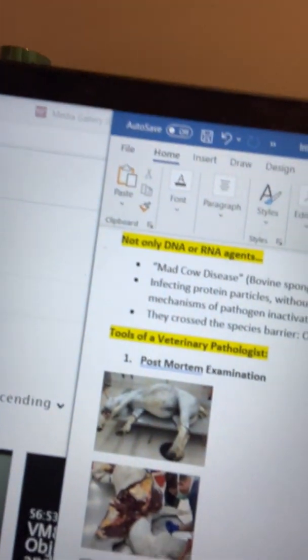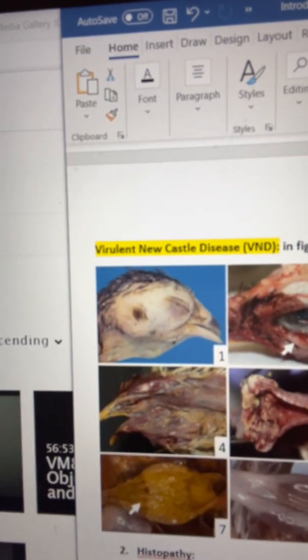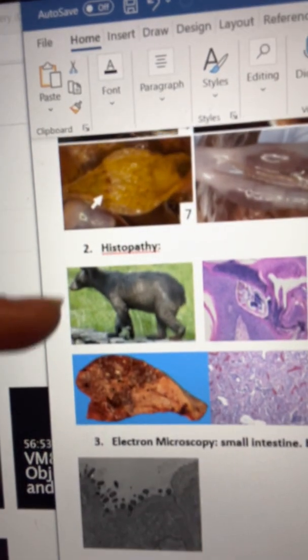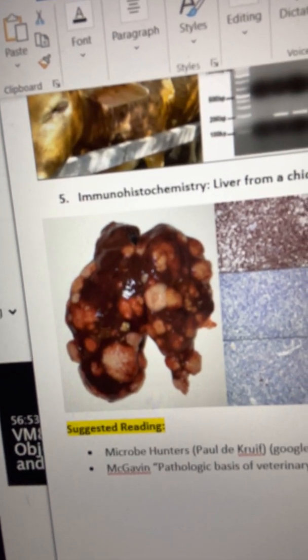So then we have post-mortem examinations. So these are tools of the veterinary pathologist. So here we start with a horse, then we cut it open, and then we see the abdominal right there. And then we have virulent Newcastle disease, which was in fighting cocks, also known as VND, he wanted to show us. And then another tool is histopathology. Another tool is electron microscopy. And then we have molecular techniques and immunohistochemistry. And then we have a suggested reading. So that was animal pathology.